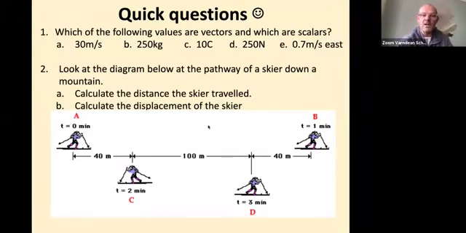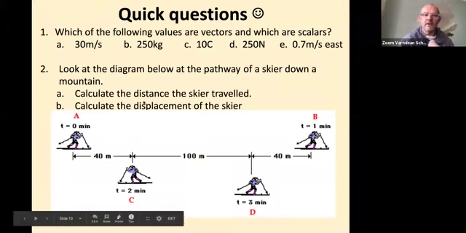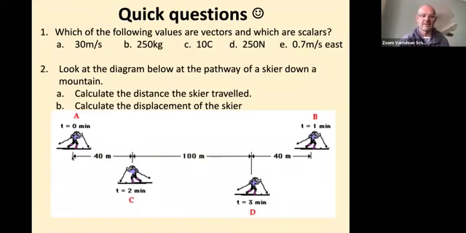Now, let's have a look at this idea of displacement as opposed to distance. Okay, so here we've got a skier. And we're going to work out the distance the skier traveled first. That's nice and easy. So they started here. Here they are at point A, and they went along to point B. To get there, they did 40 meters, 100 meters, and 40 meters. So that means that they covered 180 meters from A to B.